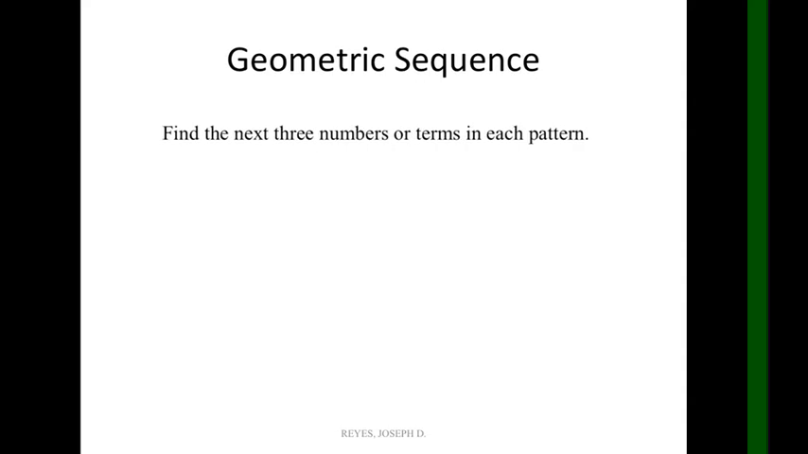Find the next three numbers or terms in each pattern. Again, the imperative is find the next three numbers or terms in each pattern. So this is our pattern: 3, 9, 27, 81. We will look for the next three numbers. Ano yung tatlong numbers na kasunod ng 81? So meron tayong 3, 9, 27, and 81 na given. Hahanapin natin yung tatlong numbers na kasunod nito.